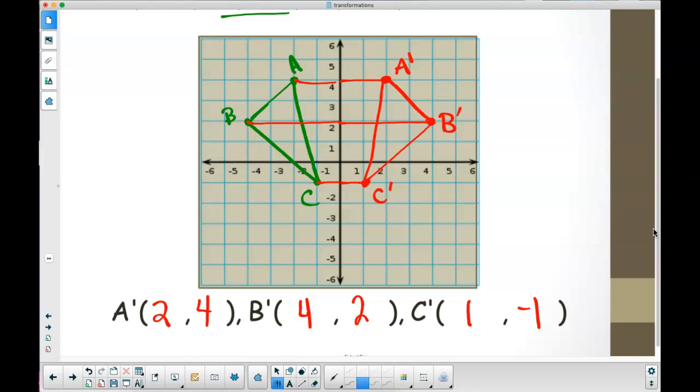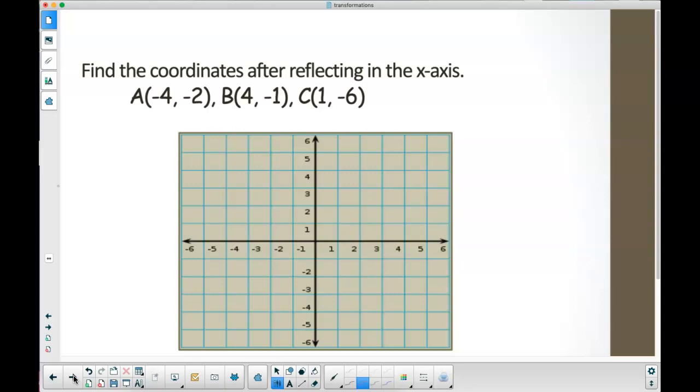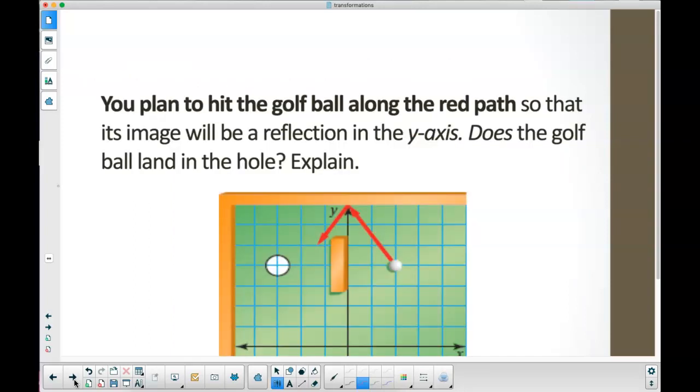Okay, we're going to skip the next one. The only difference on the next one is that it says reflect in the x-axis. What does that mean? Instead of flipping left to right, what are you doing? Flipping up and down. But same process. Okay?